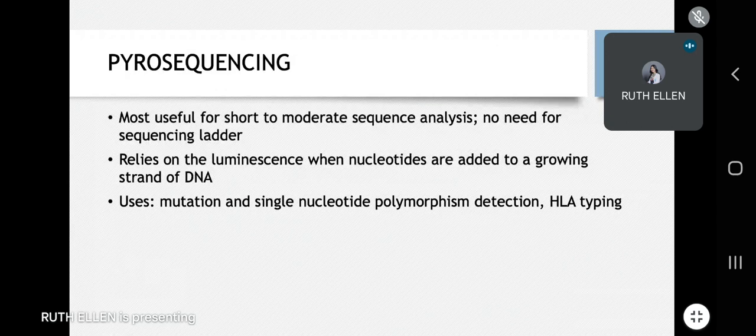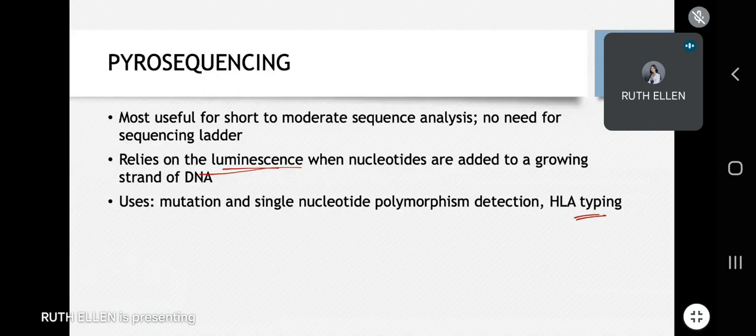So pyrosequencing, it is the most useful for short to moderate sequence analysis and there is no need for a sequencing ladder. So it relies on luminescence, no? Light when nucleotides are added to a growing strand of DNA. So madalas siya na ginagamit for the detection of mutation and single nucleotide polymorphism. So ginagamit din siya for HLA typing. So pag sinabi nating HLA, this is the human leukocyte antigen.